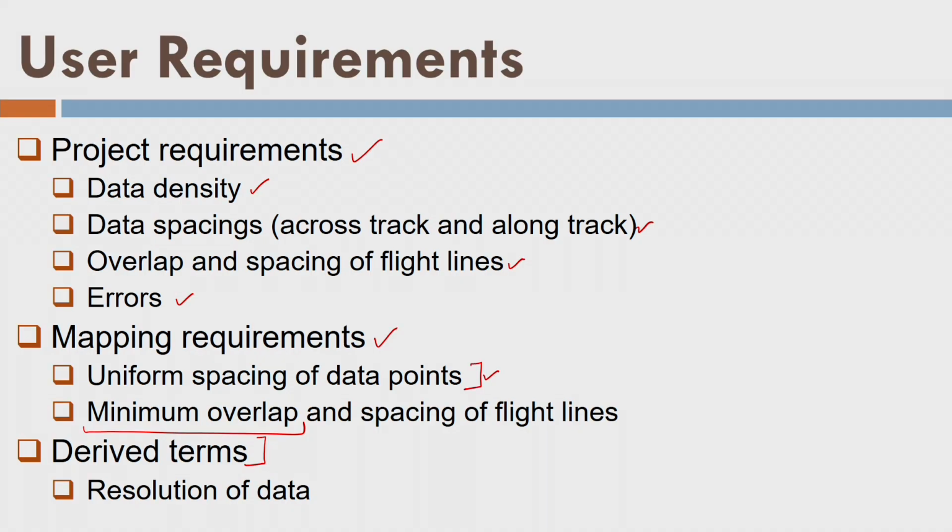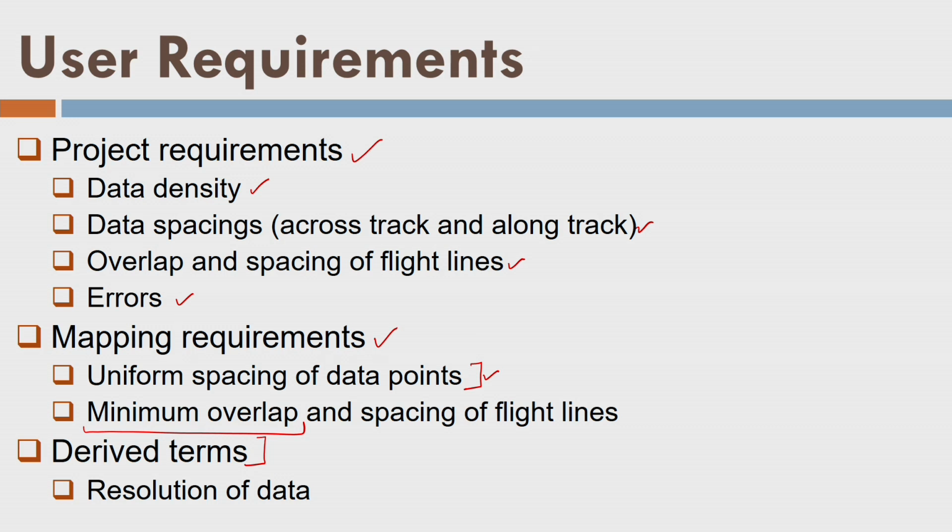At the same time, we should understand that overlap cannot be made zero, because overlap is required in order to maintain the continuity of the data between the two swaths or between the two flight strips which are adjacently located, right? And that's the reason we do not make the overlap equal to zero. We always have minimum overlap, right?